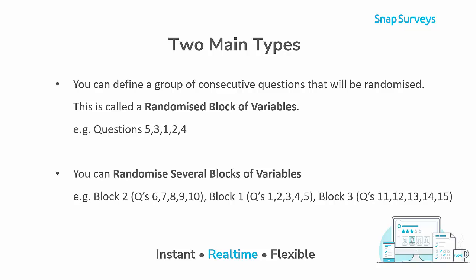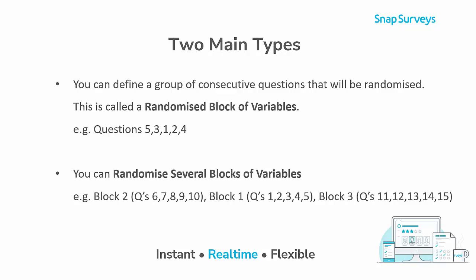You can randomise several blocks of variables. Here the blocks or sets of questions are defined and it's those blocks which are randomised. My example here being that block 2 might appear first, followed by block 1 and then block 3. Obviously the order in which these blocks appear will change each and every time a different person answers the questionnaire or form.